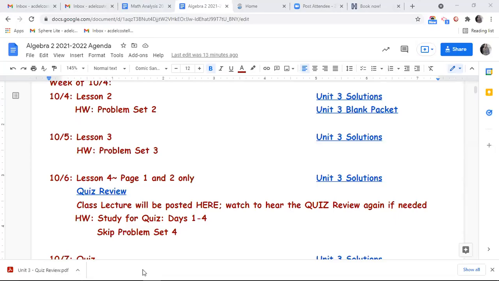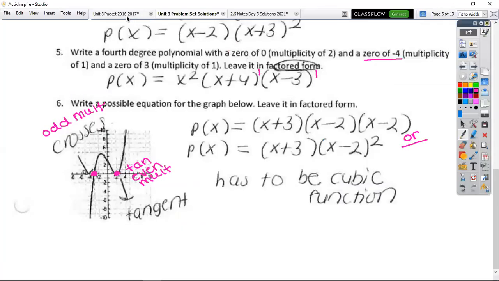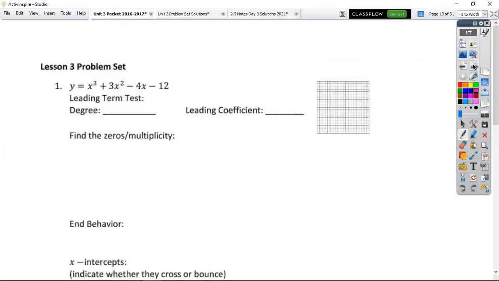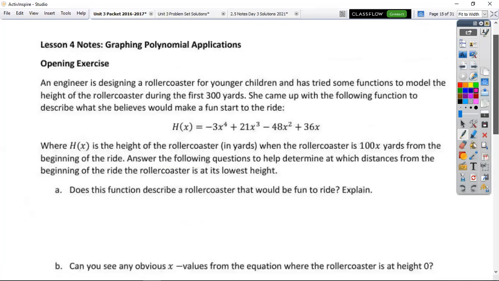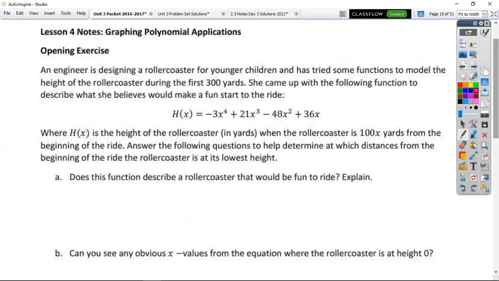Right, so today we are going to start right at the top of your lesson 4 notes, and I am going to skip around a little bit and give you just what's important on this. All the way over to 4. Again, this is a real world application of how to apply what you've been learning. An engineer is designing a roller coaster for younger children and has tried to model some functions to model the height of a roller coaster during just the first 300 yards. She came up with the following function to describe what she believes would be a fun ride to start.